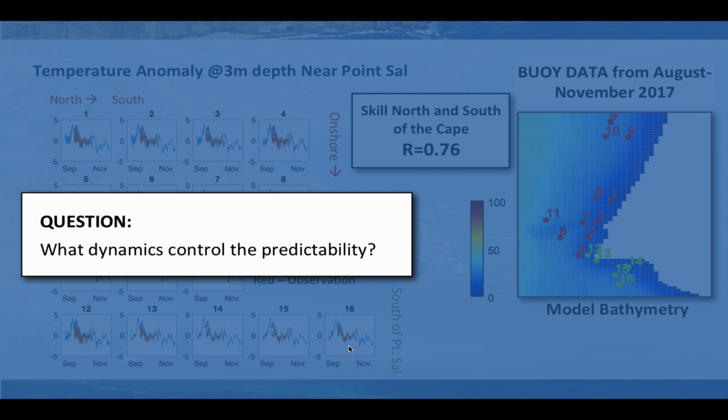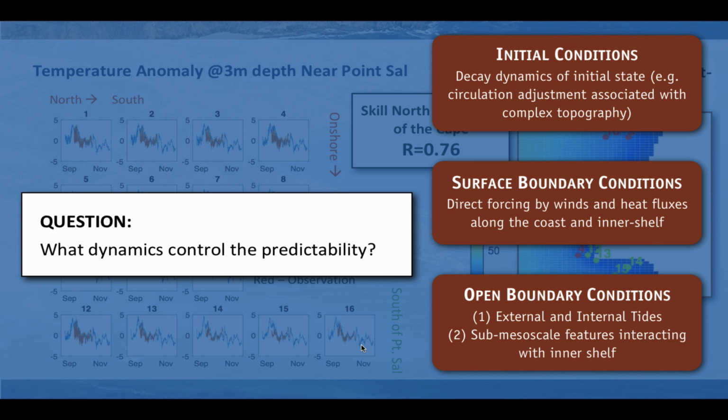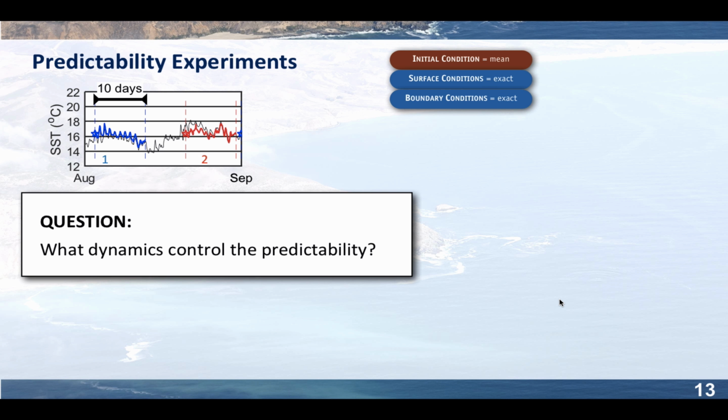So the question then becomes, what dynamics control the predictability? And again, the things that we'd like to explore are the role of the initial condition, the role of the surface boundary condition, and the role of remote influences, open boundary conditions. To do so, we will start with a set of predictability experiments in the model, where essentially we take the model and we run an ensemble of runs to test the different roles that initial condition, surface condition, and boundary condition play in the predictability of the model.